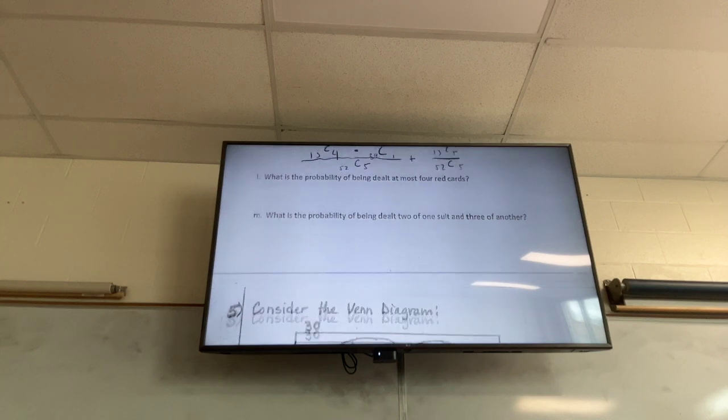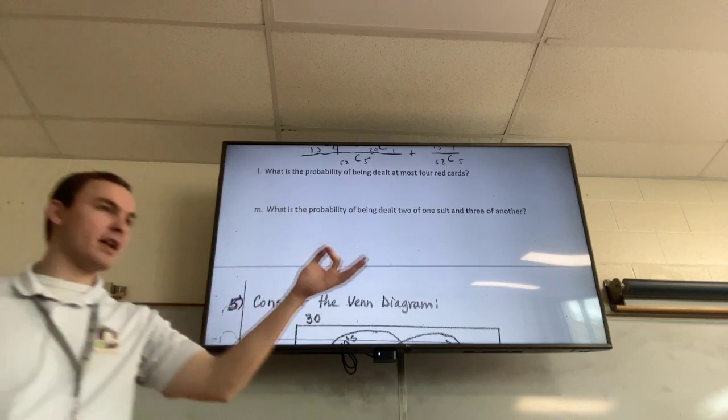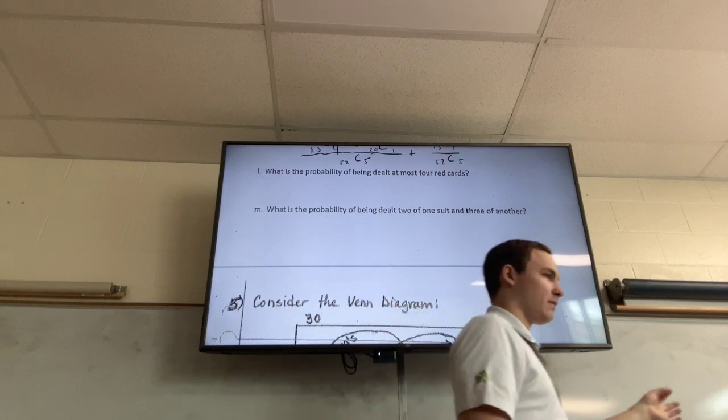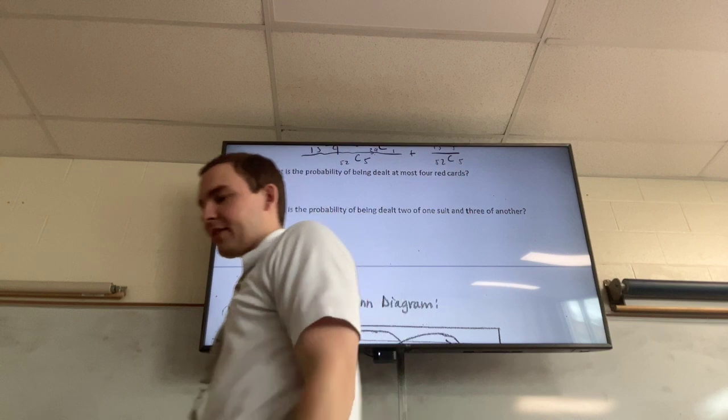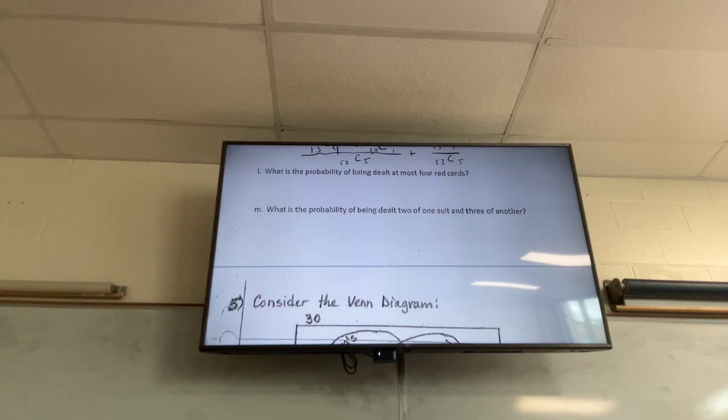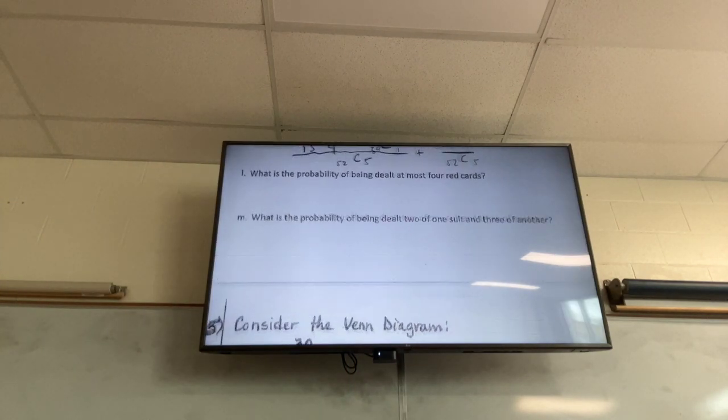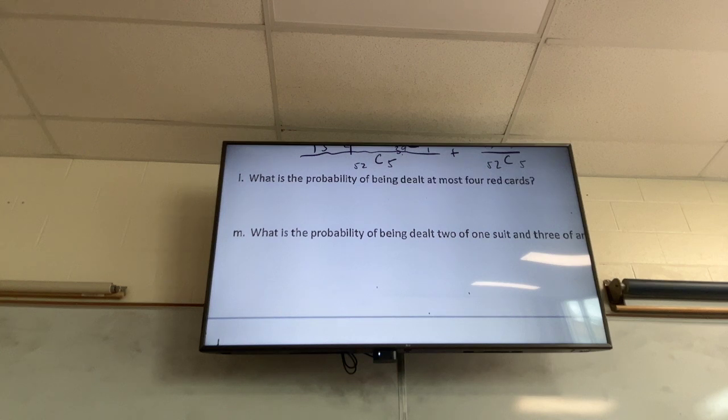What's the probability of being dealt at most 4 red cards? There's an easier way to do this one that we haven't talked about yet today, but I have talked about it in the past. We could do this by doing the probability of 1 red card plus the probability of 2 red cards plus the probability of 3 red cards plus the probability of 4 red cards. That's a pain. What's an easier way to do it?